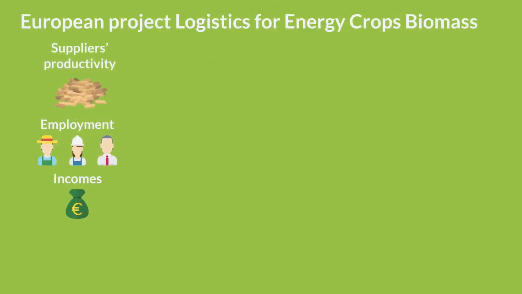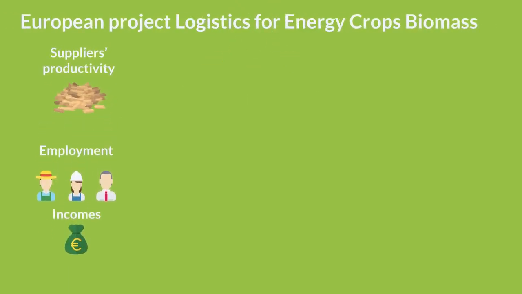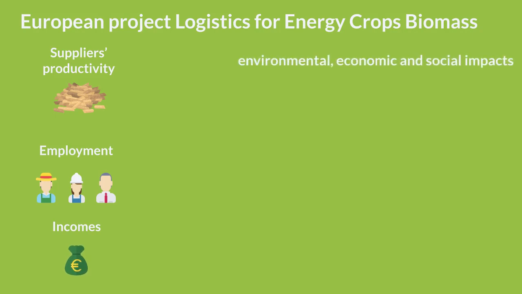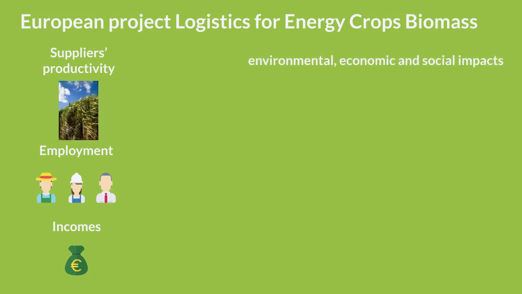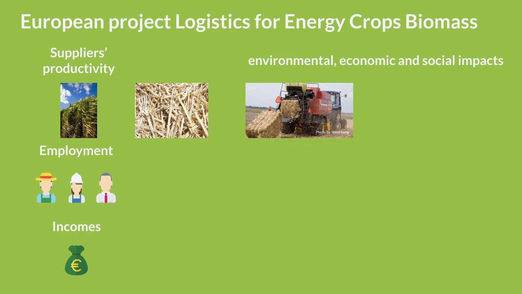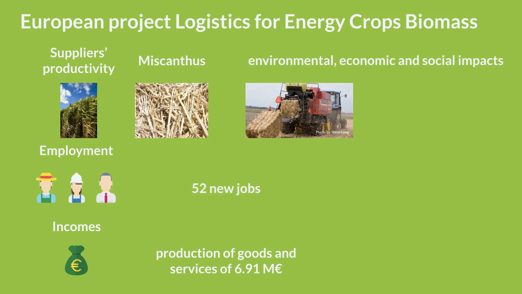The European project Logistics for Energy Crops Biomass has conducted a modeling analysis of the environmental, economic, and social impacts of a biomass supply chain in France based on the cultivation of miscanthus. Results show a total production of goods and services of €6.91 million along the different sectors would be generated. 52 new jobs would be created. €1 of biomass available to the final user would generate €1.19 in the global economy, meaning that the multiplier effect would be 2.19.